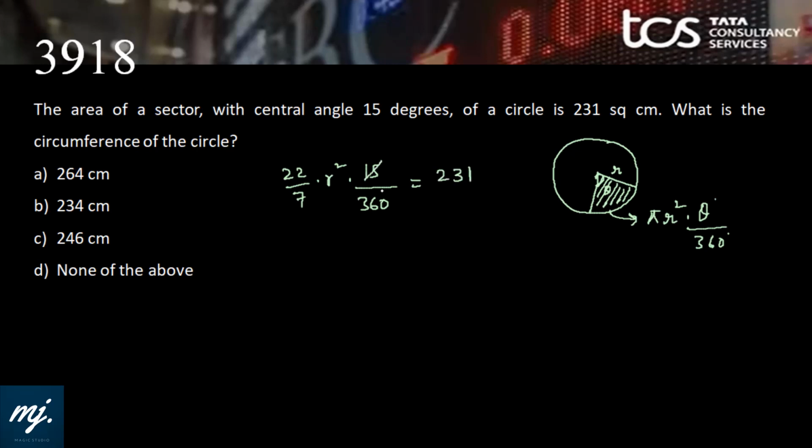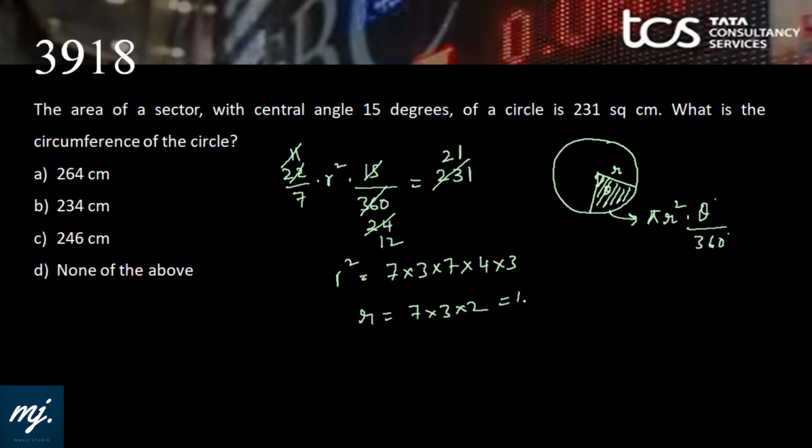Okay, 15, 24, 21, 11. This will go 21. That means r square is 7 into 3, and then we have 7, and 12 is 4 into 3. That means r is 7 into 3 into 2. 7 into 6 is 42. Radius of the circle is 42.